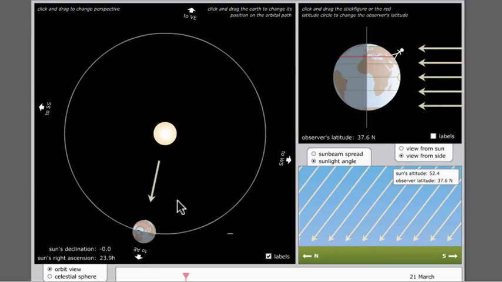Hence the word equinox. Night and day are equal length everywhere on Earth, and this happens whenever the sun hits the equator. In other words, on March 21st, when the sun is at the vernal equinox, and again 6 months later on September 21st, when the sun is at the autumnal equinox.